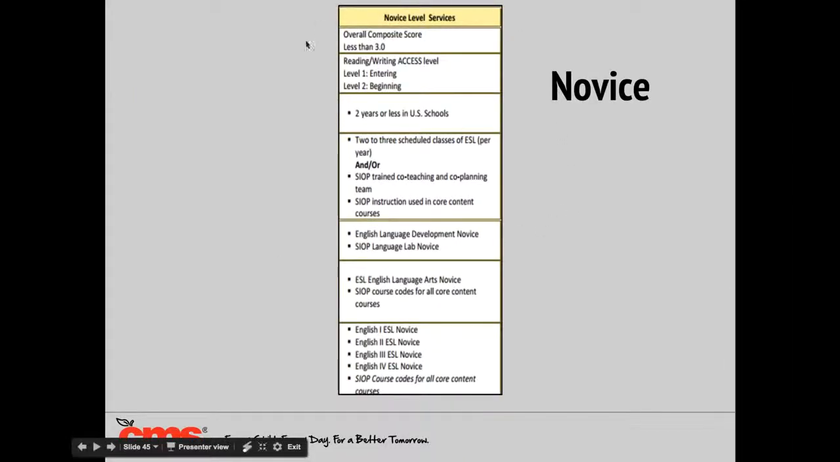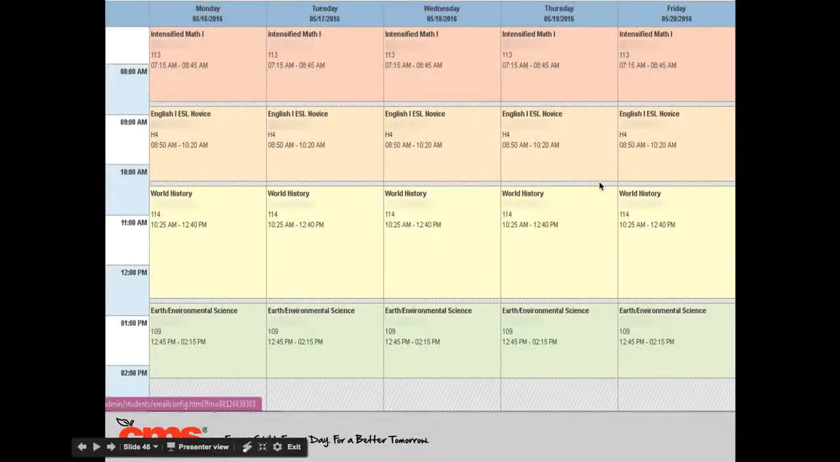This is a reminder of how we schedule our novice students. These are students who have level 1 or level 2 on their testing, 2 years or less in U.S. school, and we recommend that they have 2 to 3 scheduled classes of ESL a year, and SIOP courses if they are available. So let's take a look and see what the schedule looks like.